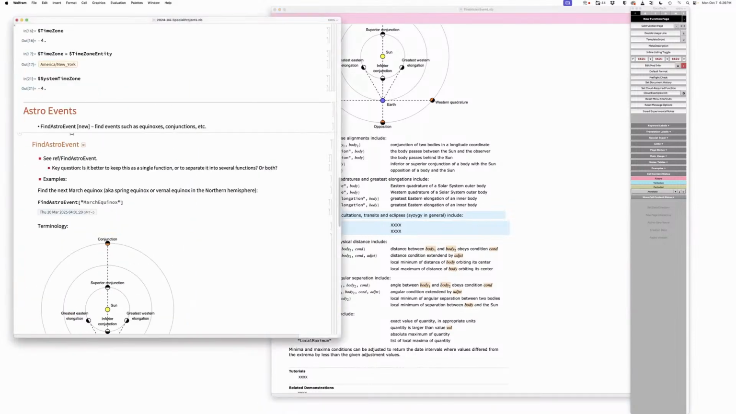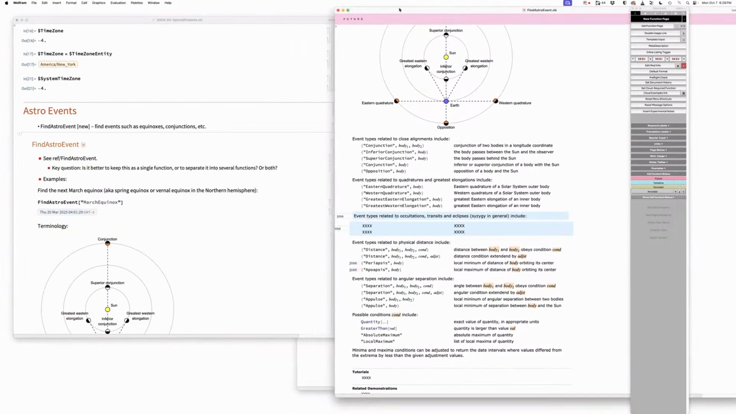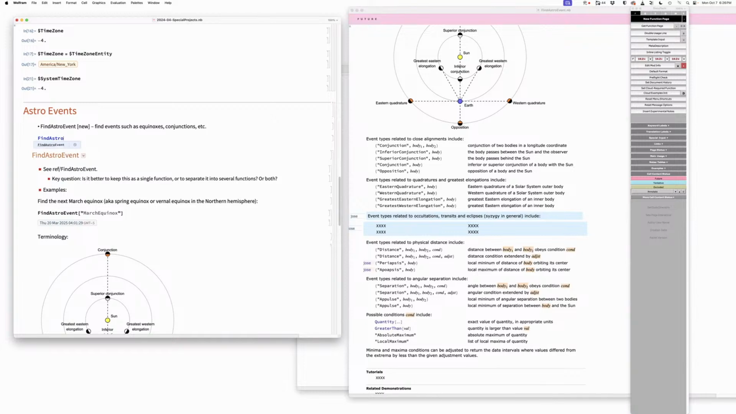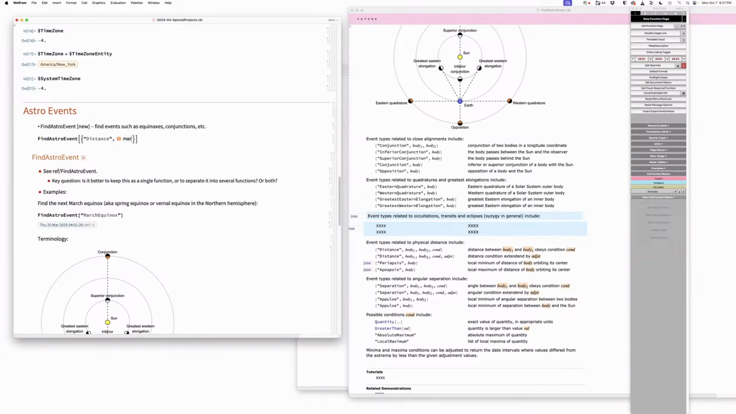Okay, so let me just try something here. I want to know how I find the minimum distance between the Earth and Mars and when it is. Yes, so that would be AstroEvent of distance, and then Mars, Earth, local minima, for example, local minimum.